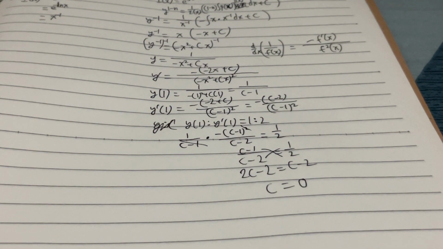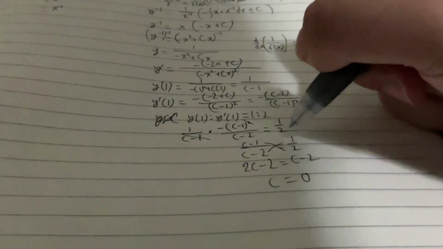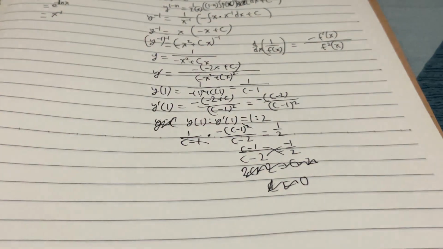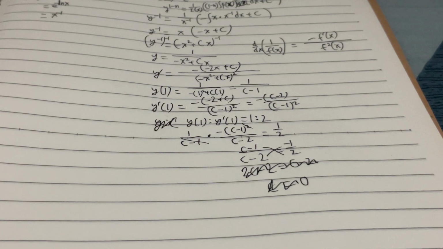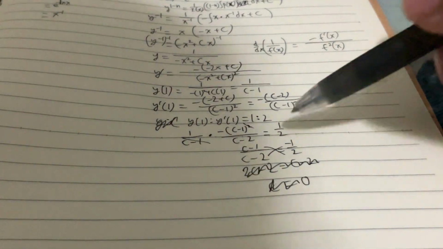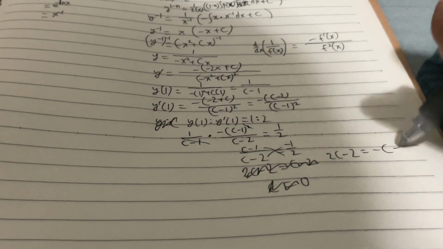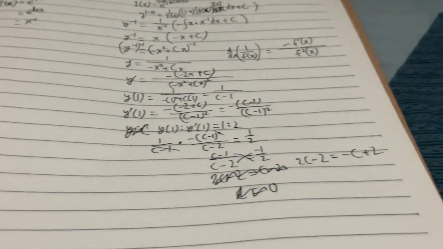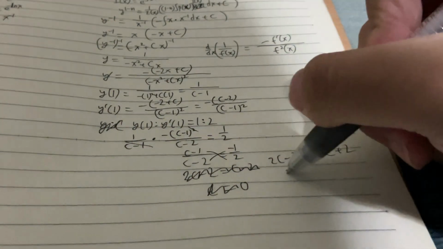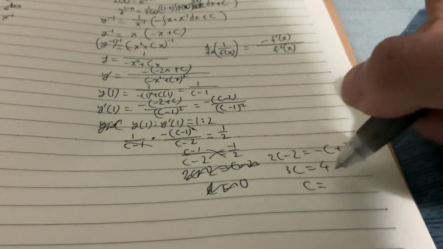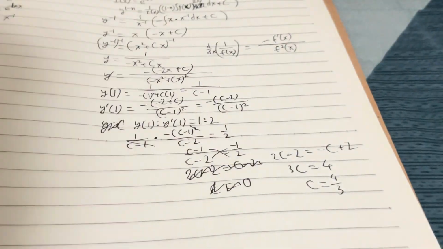Hey, wait a minute. I forgot about the negative sign. Let me just put a negative sign on the 1 here. 2c minus 2 is equal to negative c plus 2, like that. And then adding c on one side, you can get 3c is equal to 4. Finally, we can get our c is equal to 4 over 3.